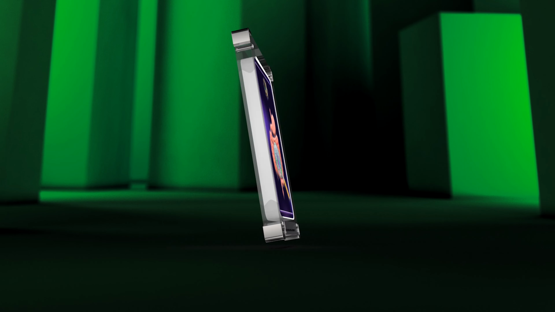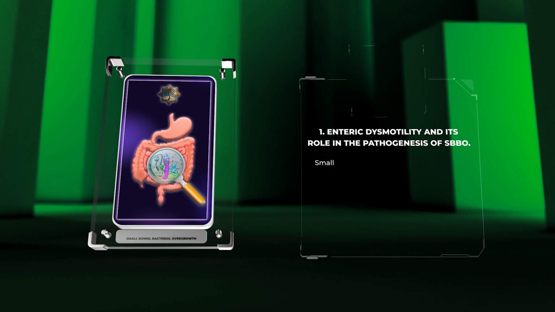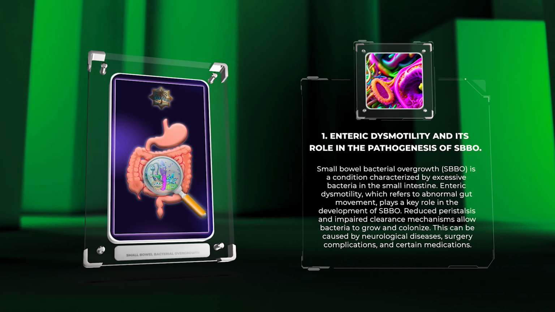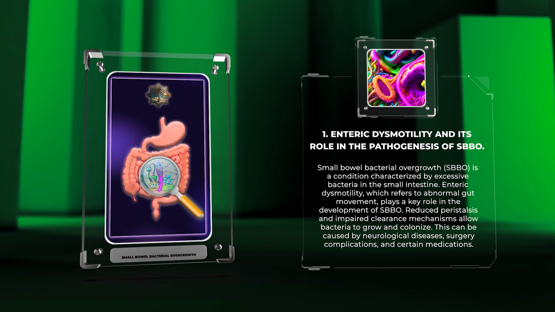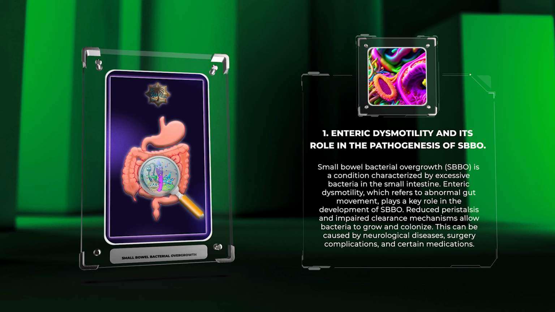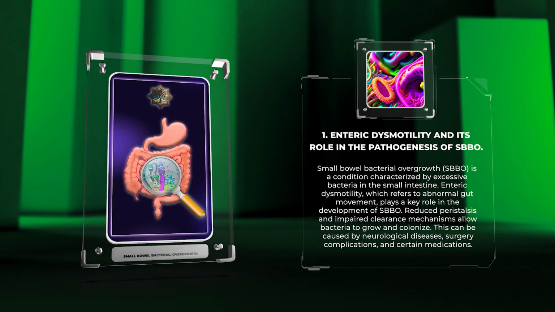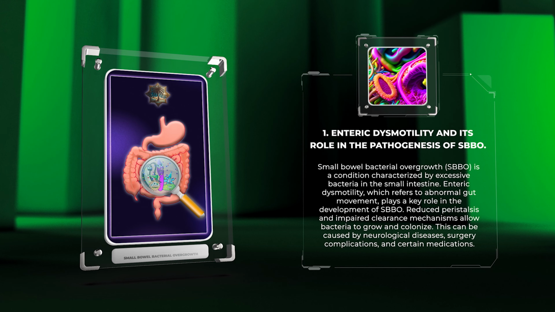Small bowel bacterial overgrowth, SIBO, is a condition characterized by excessive bacteria in the small intestine. Enteric dysmotility, which refers to abnormal gut movement, plays a key role in the development of SIBO. Reduced peristalsis and impaired clearance mechanisms allow bacteria to grow and colonize. This can be caused by neurological diseases, surgery complications, and certain medications.